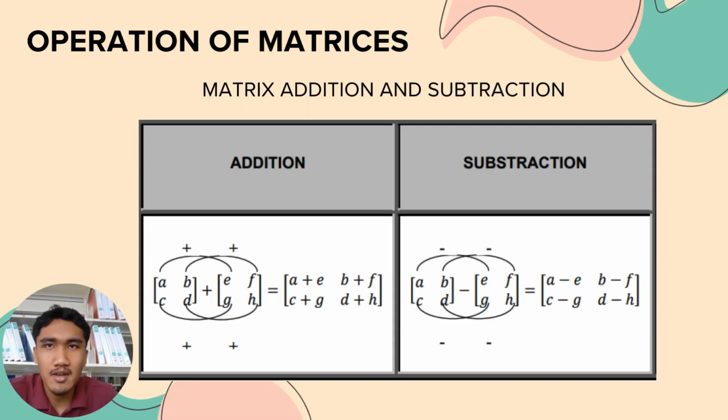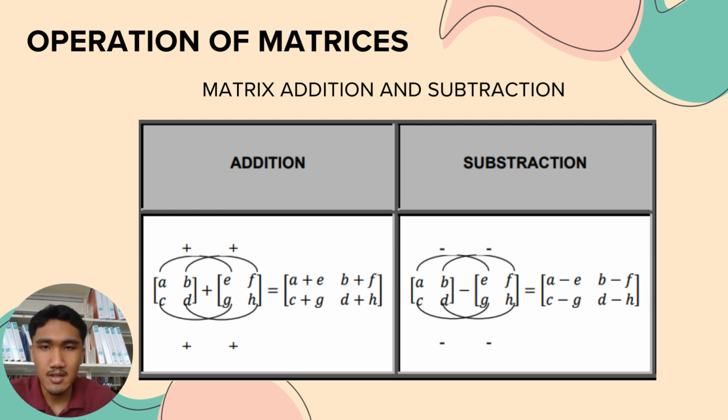Okay, this part we explain about operations of matrices. There are two operations, which are addition and subtraction. Two matrices A and B can be added or subtracted only if they have the same order. The sum of two matrices of different size is undefined.